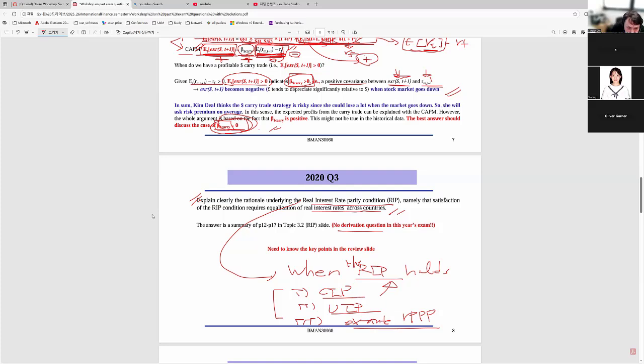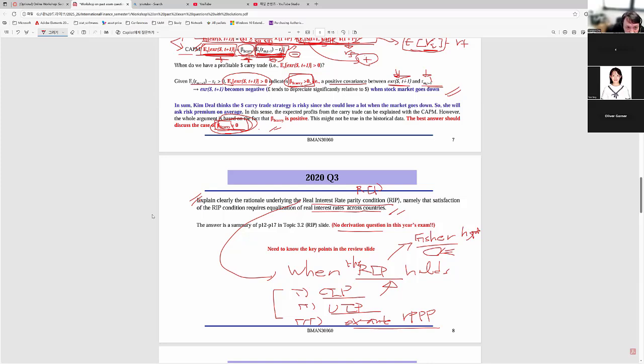On top of that, given RIP, real interest rates are the same across different countries. Given that, we can say that the Fisher hypothesis holds. What is the Fisher hypothesis? The nominal interest rate will be a function of the expected inflation. So when expected inflation goes up by 1%, you expect to see a 1% increase in the nominal interest rate. That thing, right?